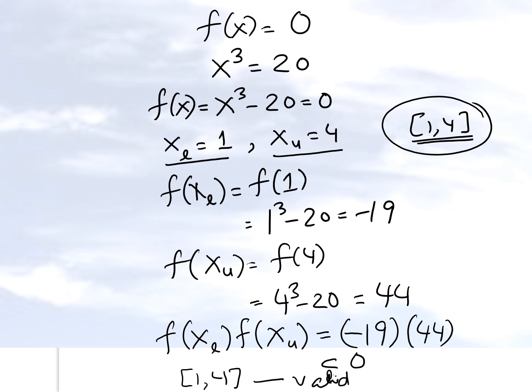It means that the function is changing sign between 1 and 4, that it is going through the x-axis. So that makes this initial bracket of 1, 4 valid. And now we are ready to conduct iterations. So let's look at iteration number 1.